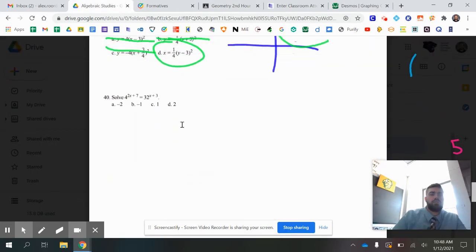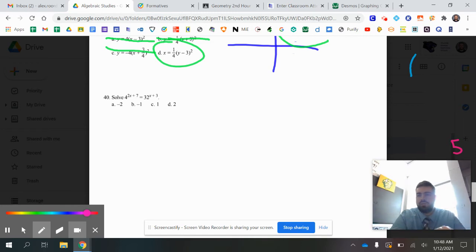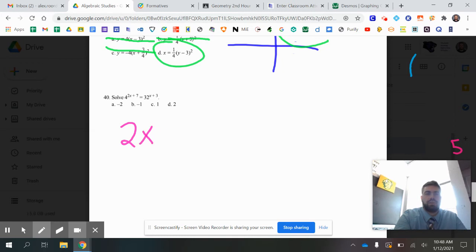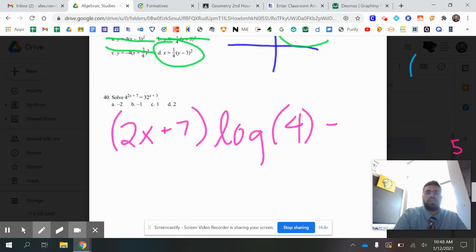And finally, the last problem on here. 4 to the power of 2x plus 7 is equal to 32 to the power of x plus 3. So if I'm going to solve that, again, easiest way to do that is to take the common log of both sides, right? And so what I end up getting is (2x plus 7) times the quantity common log of 4, right, is equal to (x plus 3) times the common log of 32.